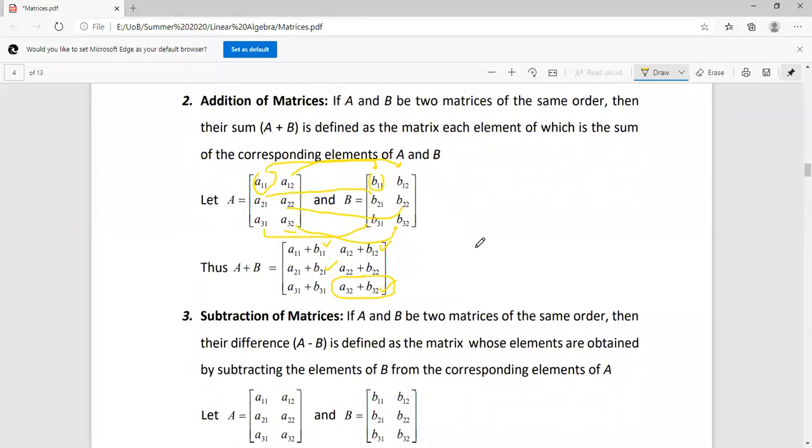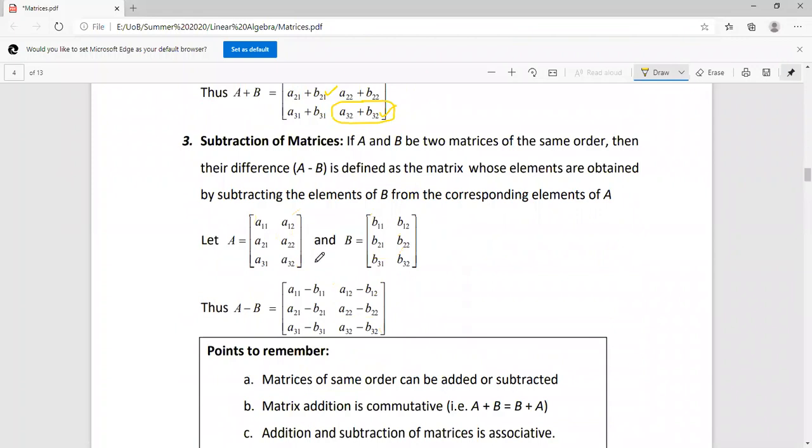Similarly, you can subtract the first one from the first one, the last one from the last one, this A22, B22. So you have to be careful about the position of these numbers. You have to add or subtract the corresponding elements from the same location and put the result in the same location in your answer. For example, this last one should come in the last place.